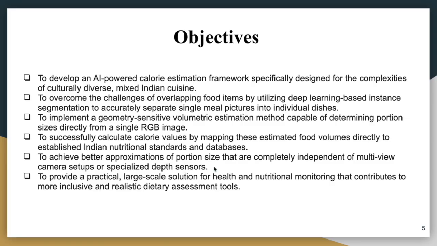So our objective is basically to develop an AI-powered calorie estimation framework, especially designed for the complexity of culturally diverse mixed Indian cuisine. To overcome the challenge of overlapping food items, we utilize deep learning based instance segmentation to accurately separate a single meal presentation into individual dishes. And to successfully calculate calorie values by mapping these estimated volumes directly to established Indian nutritional standards and databases.